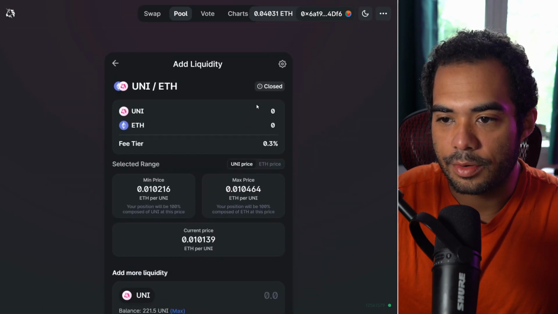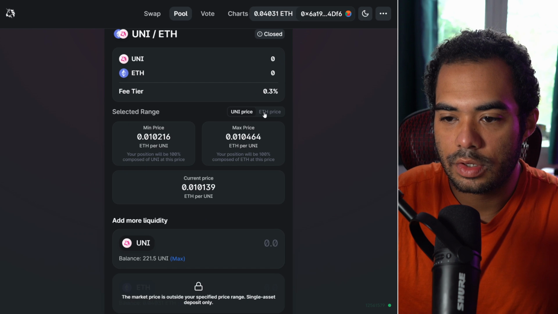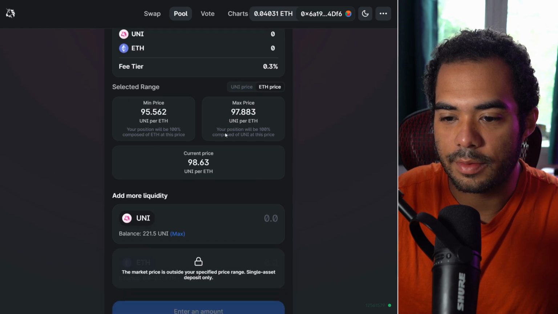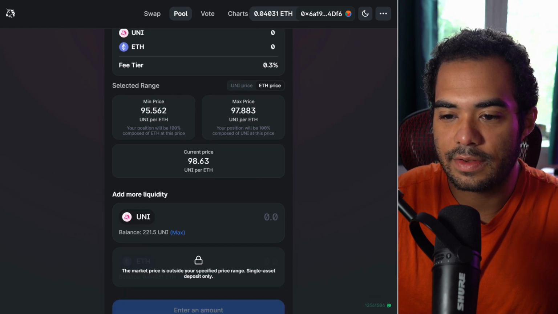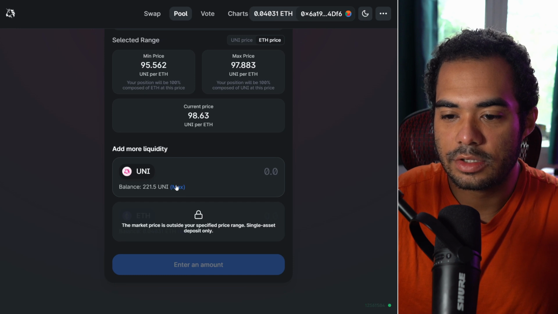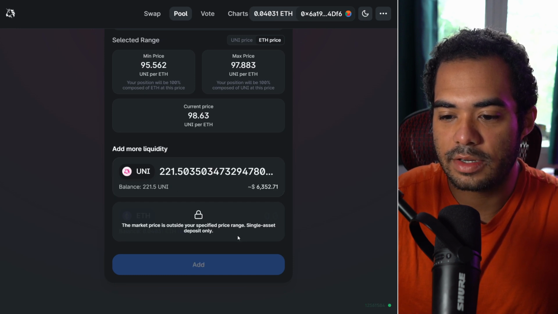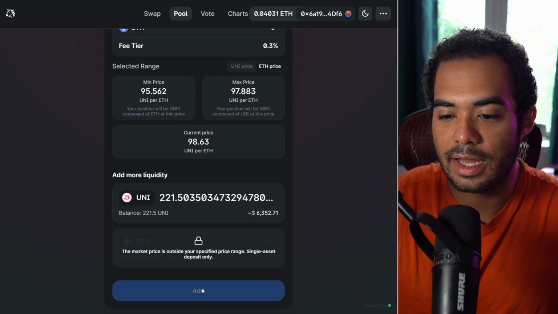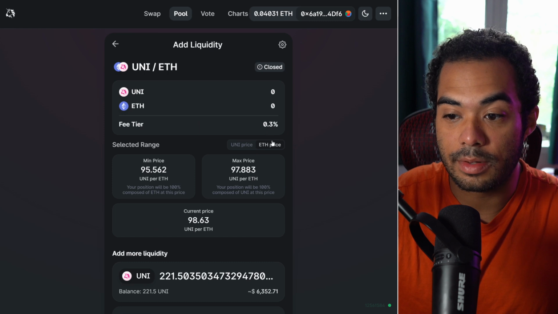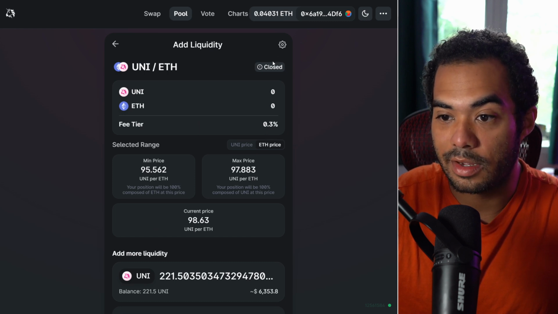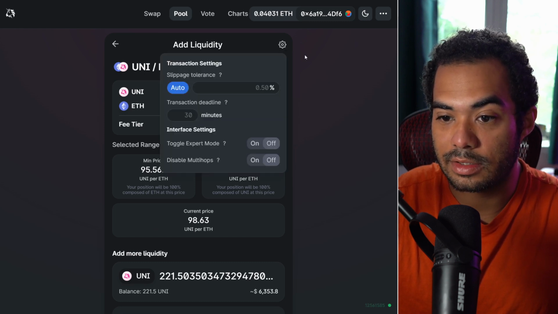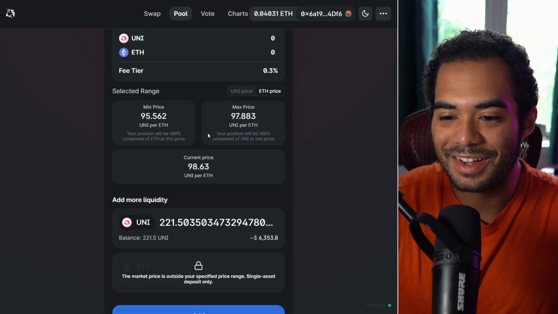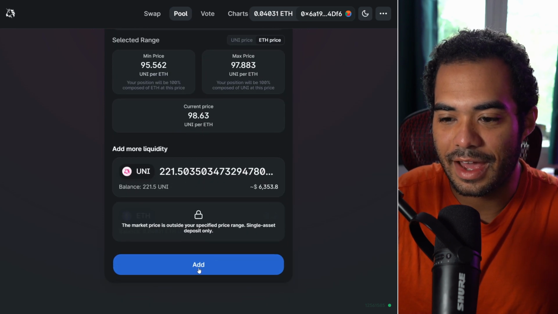We're going to do Uni per ETH. Let's see, Uni price, ETH price. There we go, ETH price. Okay, 95, 97, 98.63 is what it is. So we're going to do max. The market price is currently outside of your price range, single asset deposit only. So we're going to have to somehow deposit single assets, only our Uni pair. I'm going to have to find a way to do that. Oh, here we go. Okay, we can just add it right there.